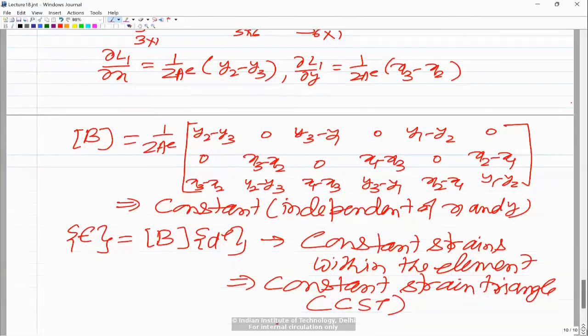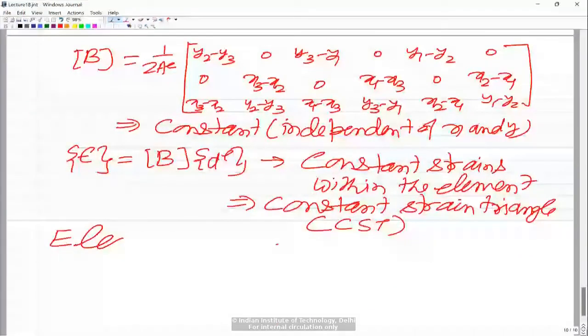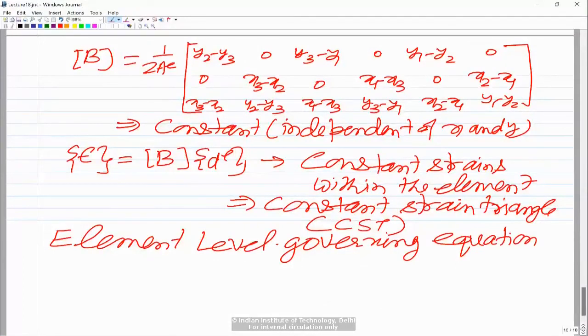So this is what we have. Now we want to develop the element level governing equations. Once we have these interpolations, then we go for the element level governing equations. You would notice that if you study the formulation of one element nicely and understand all the concepts involved, then all the formulations are exactly the same.